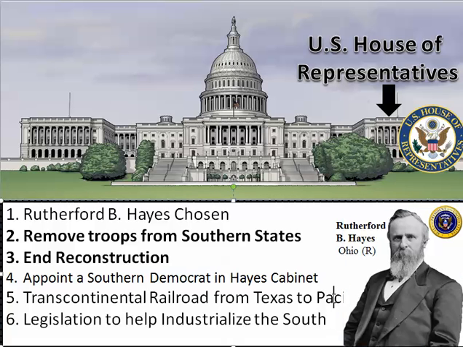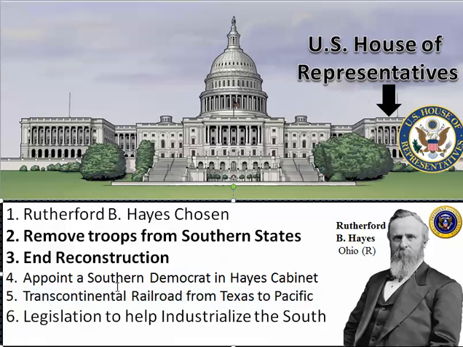So let me minimize this so you can see the end of it. All right, there you go. All right, so Rutherford B. Hayes is accepted as president, and then number two, all troops. The agreement was that if he's elected president, remove all troops from the southern states and end Reconstruction. So those two things are really what's going to end Reconstruction.